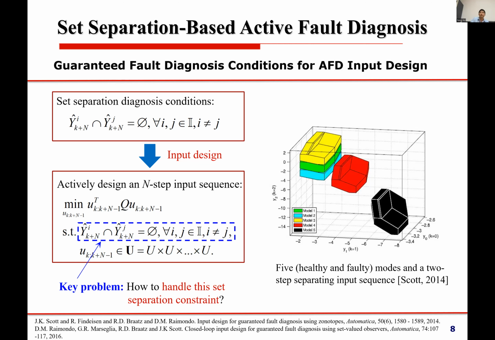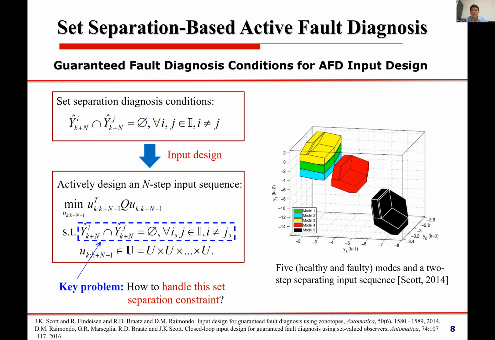And here we have two constraints. The first constraint is the set separation constraint. It's used to guarantee fault diagnosis. And the second constraint is the input constraint. It is a hard constraint. So after we solve this optimization problem, we can obtain an n-step input sequence. That is what we want. But here the main challenge is, how can we solve this optimization problem?